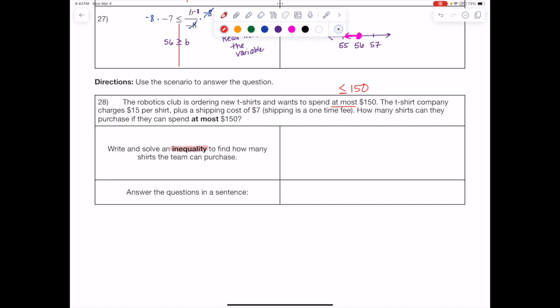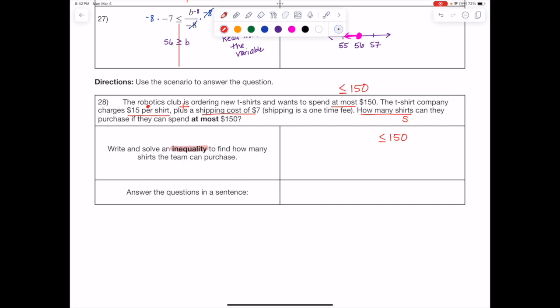The t-shirt company charges $15 per shirt. What does per mean? Multiply, plus a shipping cost of $7. Shipping is just a one-time fee. How many shirts can they purchase if they spend at most 150? How many shirts? That means I don't know, so it could be an S, it could be an X, whatever. Let's go ahead and get the inequality part first. So we have less than or equal to 150. That's my max amount of price.